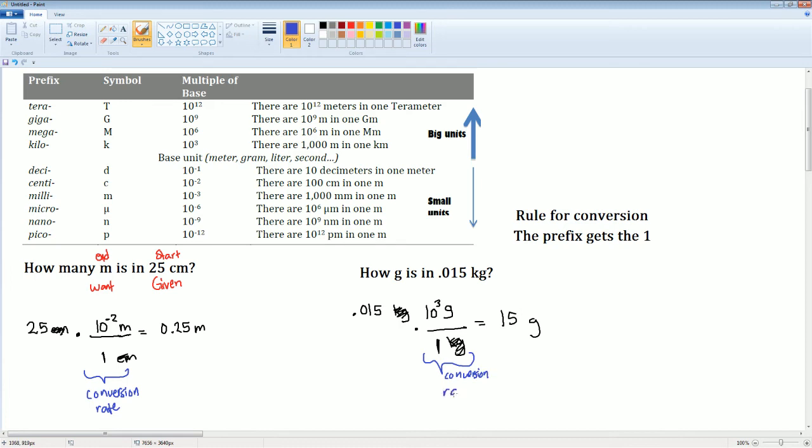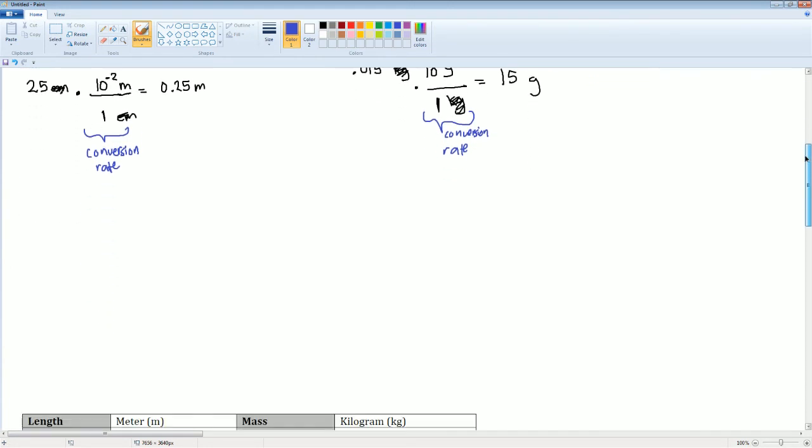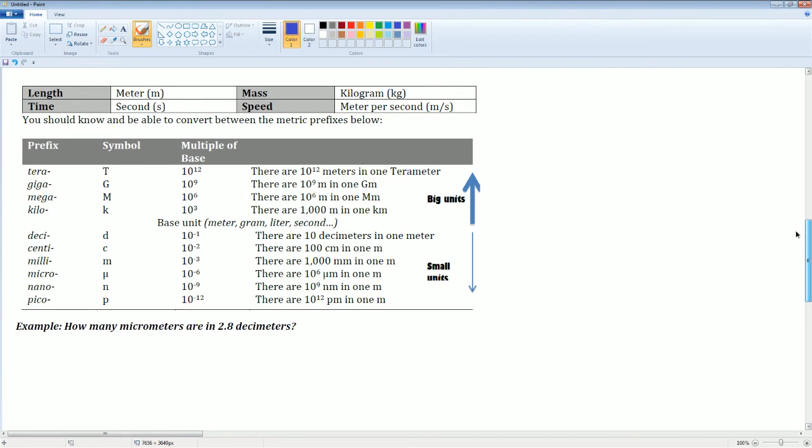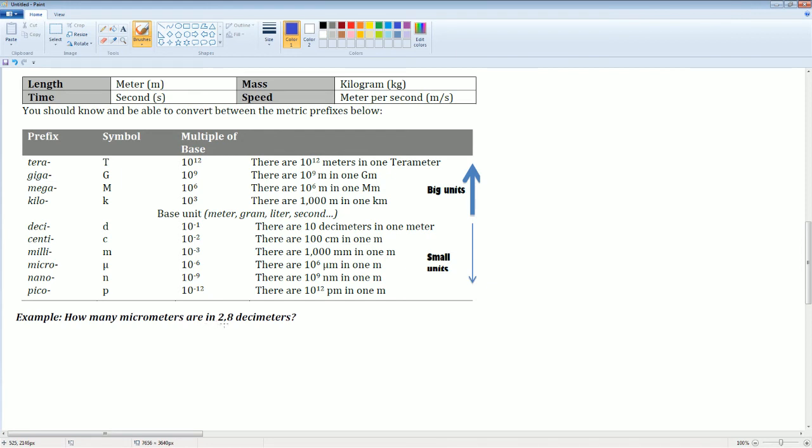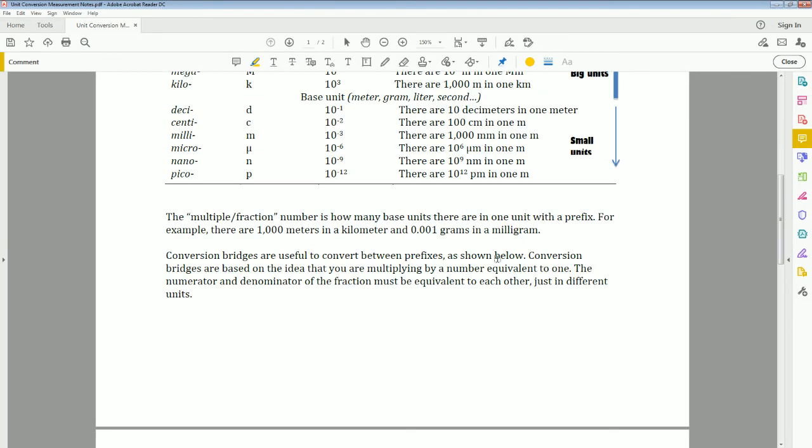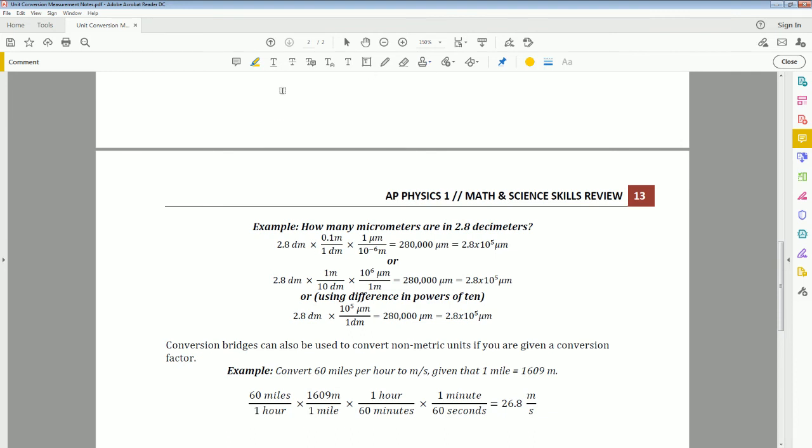All right, sometimes you have something larger or more complicated like this. How many micrometers are in 2.8 decimeters? This was shown in the notes, right? So we can just analyze this. Watch this. This right here is the conversion rate. This is the conversion rate. Notice dm cancels out with dm. The m cancels out with the m, leaving you with the μm, which is the micrometer. That's exactly what you want. So sometimes you might have to use two conversion rates to get to what you want.